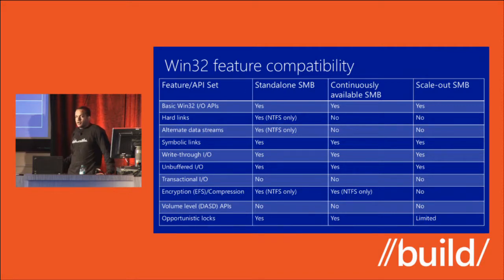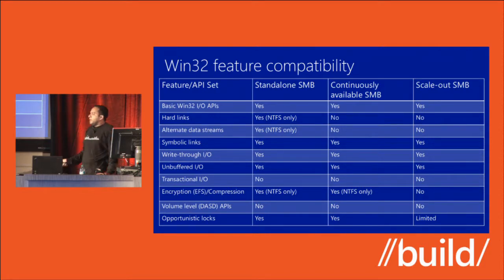Write-through and unbuffered I/O is something which enterprise heavy data applications use a lot of times. So database applications, for example, use both write-through and unbuffered because they want their data really persisted on disk. So all those work. Transactional I/O, TXF, if you have heard about it, is not supported. Encryption is supported. If you have EFS on your file system, it's supported for the continuously available server. It's not supported for scale out. Any volume level APIs, none of them are supported.